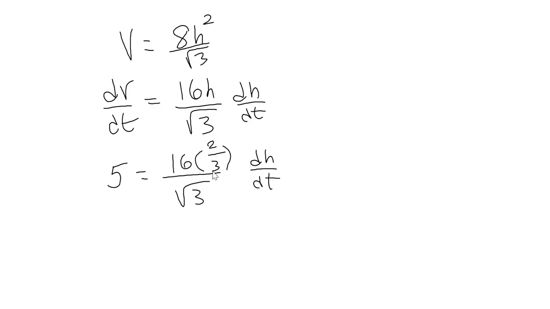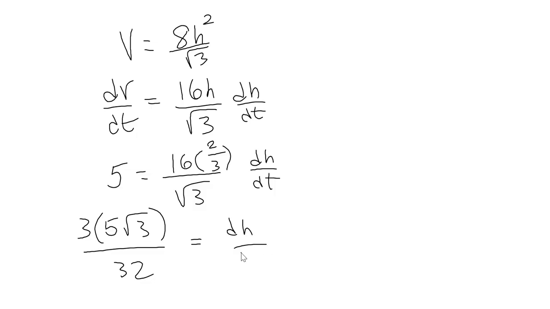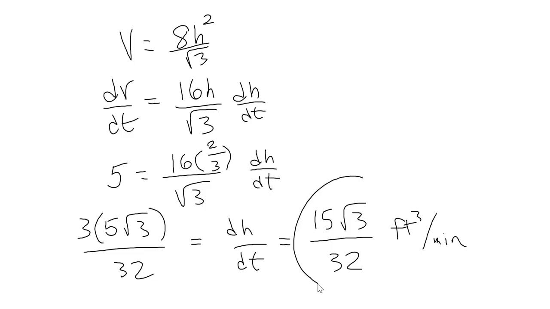And now we should be able to simplify this down. It just looks like we're going to multiply by root 3 here. So we're going to have 5 root 3. And then we're also going to multiply by this. This 3 is going to drop to the denominator, so we'll multiply it by 3 also. And then we're going to divide it by 32 to get our dh dt. So dh dt is going to equal 15 root 3 over 32 feet cubed per minute.